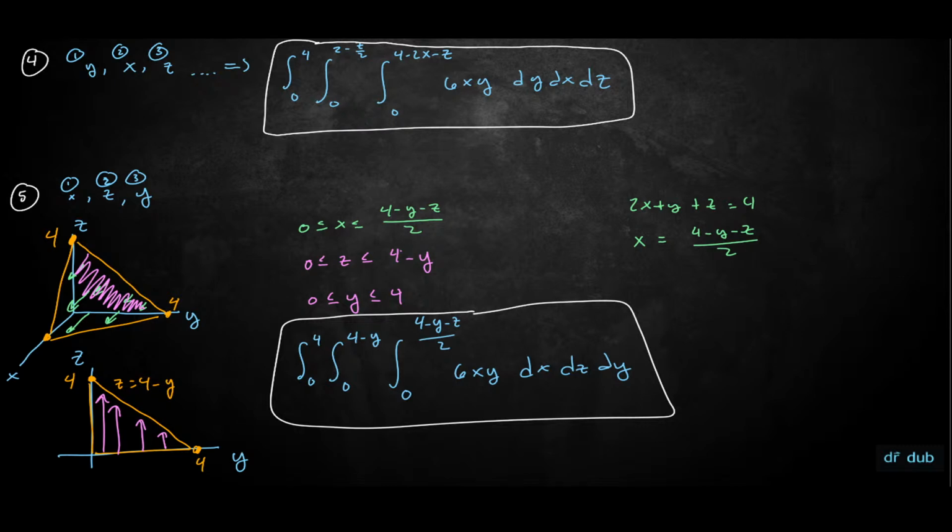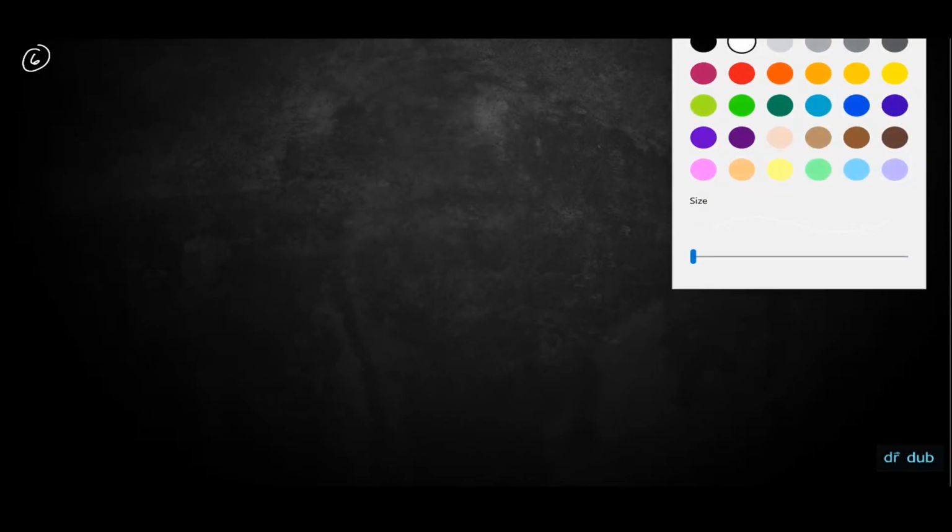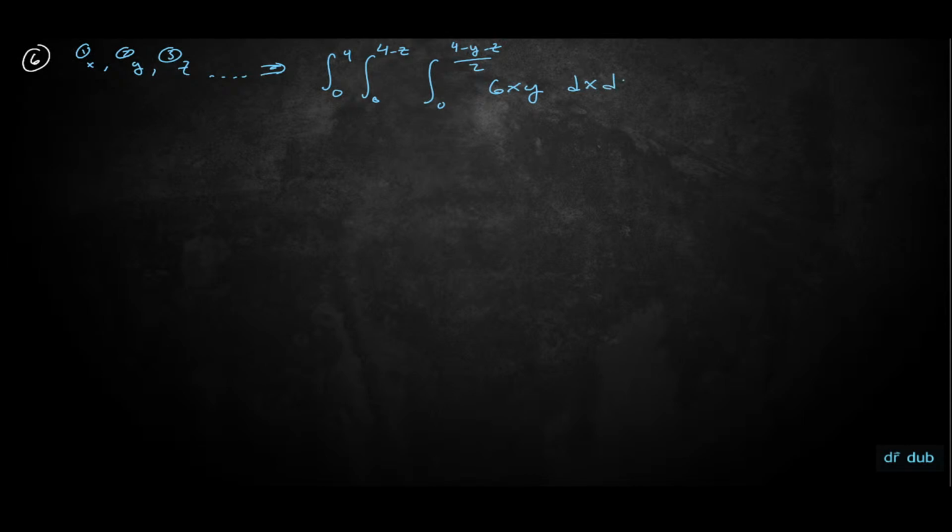So I may skip that and just go ahead and give you the setup if you do x first. The first one you do is x, the second one you do is y, the last one is z. You get the setup: integral 0 to 4 for z, integral 0 to 4 minus z, integral 0 to 4 minus y minus z over 2, 6xy dx dy dz.